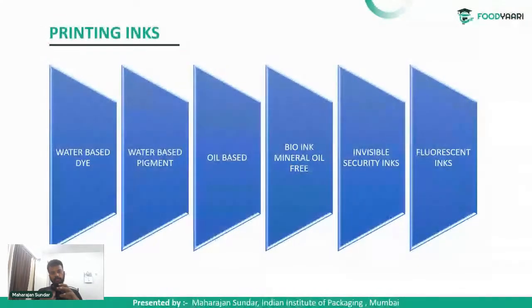Printing inks. Printing inks are of different types. Based upon the requirement of the industry and the required life of the printing to be displayed to the customer, the printing inks are decided. There are water based dye and water based pigment, oil based, bio ink, mineral oil free, invisible security inks, and fluorescent inks. Water based dye and pigment are generally water based, but what is the difference between dye and pigment? Dye is completely soluble in water, but pigment is not soluble in water. And these are the different types of ink.